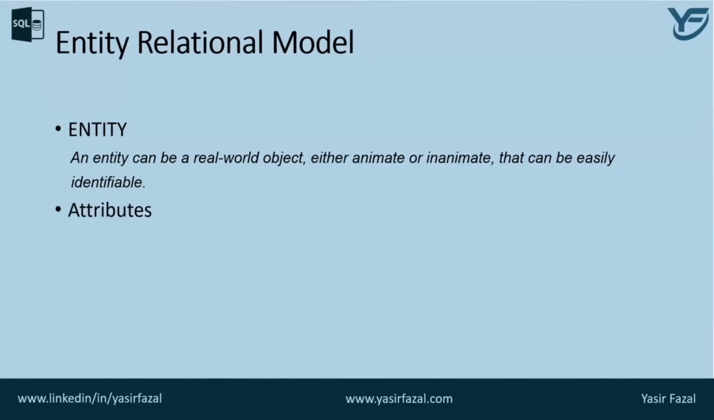Coming towards attributes. Entities are represented by means of their properties, and these properties are called attributes. All attributes have some kind of value in them. For example, a student entity may have a name, class, age, the courses that he studies, attendance, and things like that.